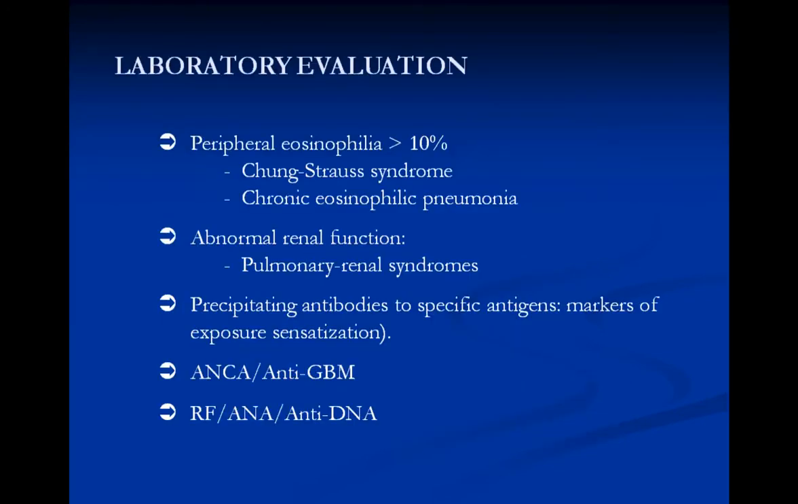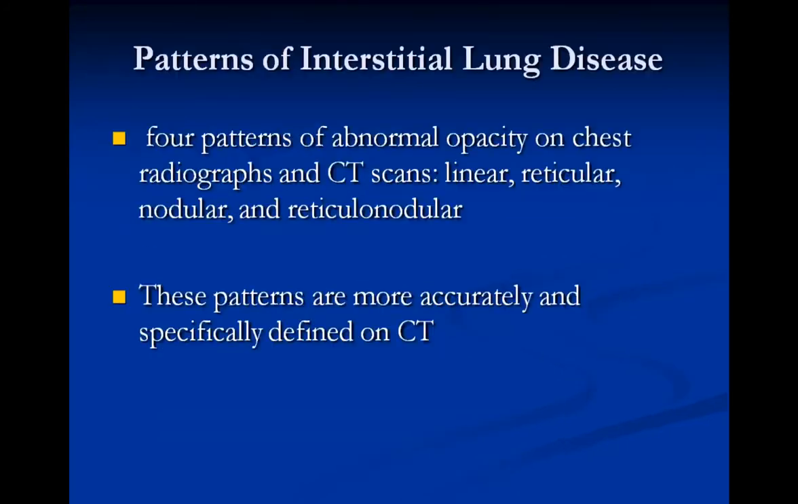Laboratory evaluation: peripheral eosinophilia greater than 10% is seen in some systemic diseases like Churg-Strauss syndrome and chronic eosinophilic pneumonia. Abnormal renal function suggests pulmonary renal syndromes. Precipitating antibodies to specific antigens are the markers of exposure sensitization. Antineutrophil cytoplasmic antibodies, anti-GBM, rheumatoid factor, ANA, and anti-DNA are all very useful in ruling out connective tissue disorders related to ILD.